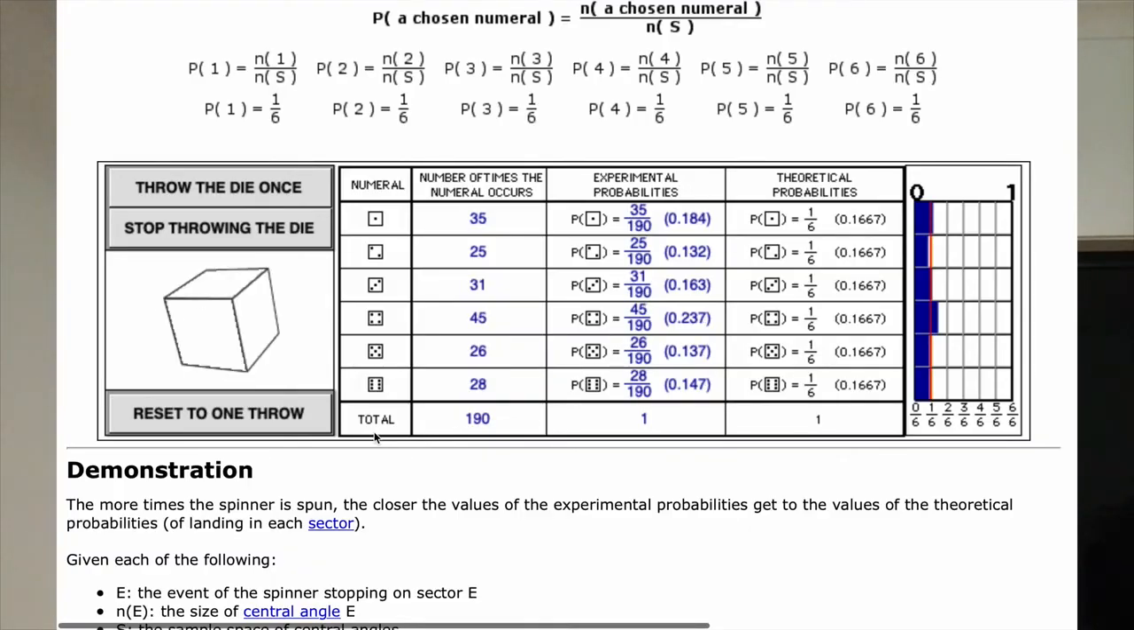So now let's have a look at our simulation. We've had 200 rolls, and our experimental probability is even closer to our theoretical probability. We now have an experimental probability of 0.165, which is much closer to our theoretical probability of 0.166. So it proves that the more trials we do, the closer our experimental probability will get to our theoretical probability.